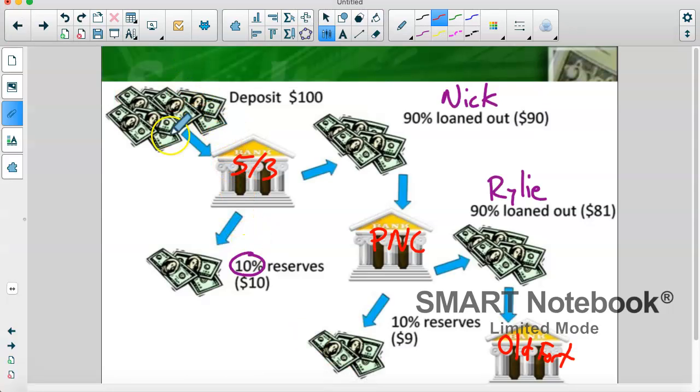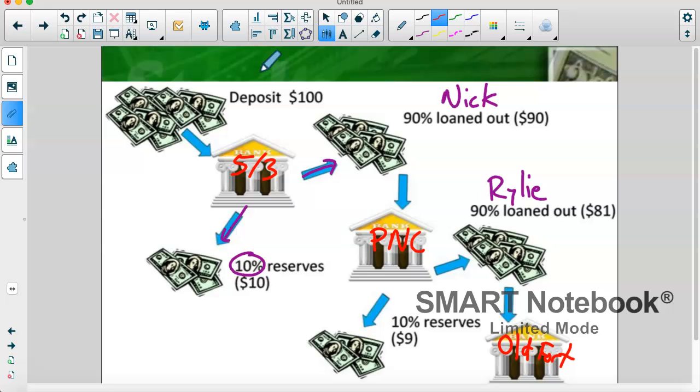So let's go into an example here. Let's say that you walk in and you have a $100 deposit that you want to put into a bank. So you go to Fifth Third Bank. Fifth Third Bank is going to take 10% of that, and they're going to keep it in reserves, in their vaults. However, the other 90%, they're going to loan out. So I'll try and put some names with this. Let's say they loan it out to Nick, and Nick is going to come and get a $90 loan.